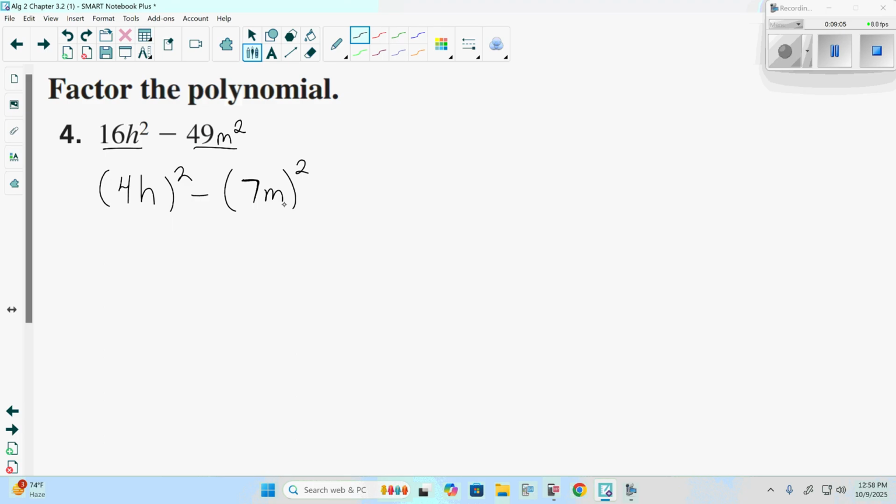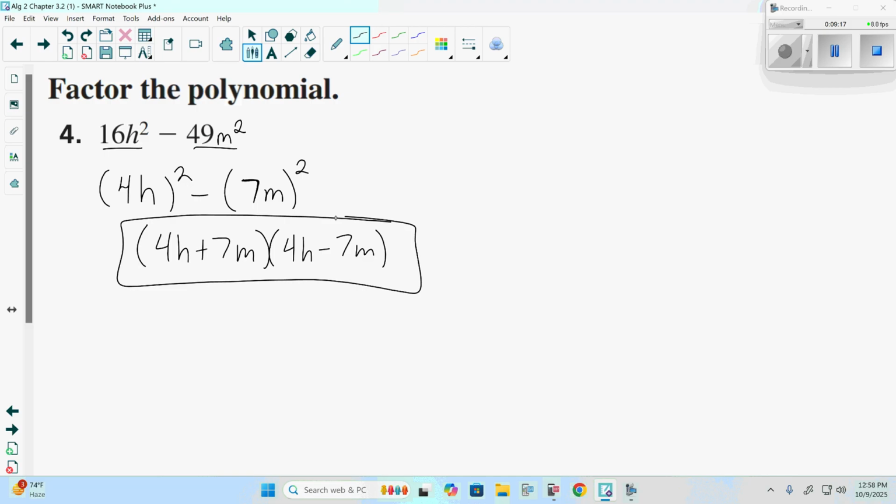So has the process really changed for this here? No. Then we'd have what? 4h plus 7m times 4h minus 7m. And that's it. Questions on this here?